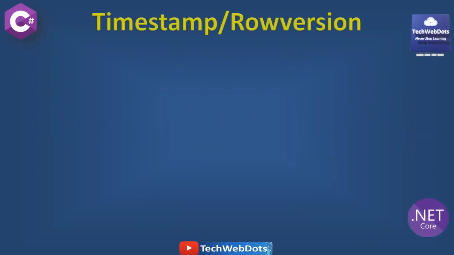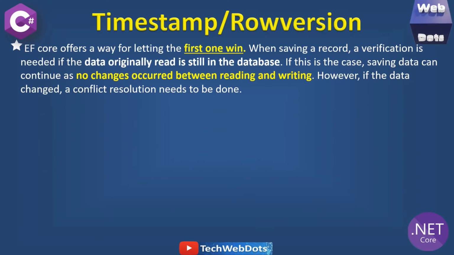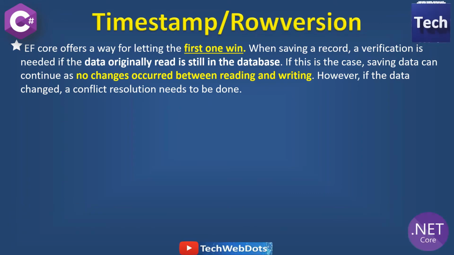Now I will discuss more details about the timestamp and the row version. Entity Framework Core offers a way of letting the first one win. When saving a record, a verification is needed to check whether the data originally read is still in the database, meaning there is no change in the meantime. If this is the case, saving data can continue as no changes occurred between reading and writing. However, if the data changes, a conflict resolution needs to be done, meaning at that time we need to decide what to do, because there is a conflict when a user reads the data and meanwhile some other user has already applied changes to it.